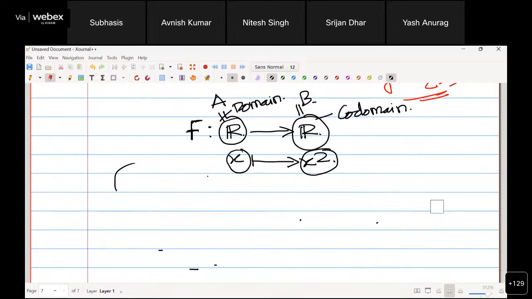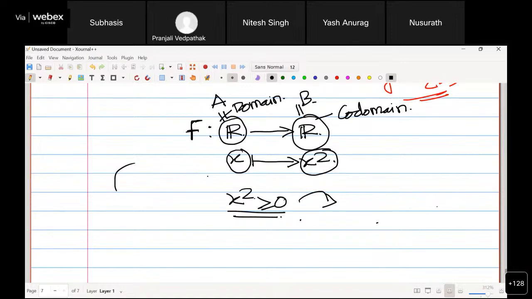0 to infinity. The set of positive numbers. 0 to infinity will be the range, sir. As you can see, the square of a number is always positive. So the range is what? 0 to infinity. Can you tell me the bracket? Natural numbers? How come natural numbers will be the range?